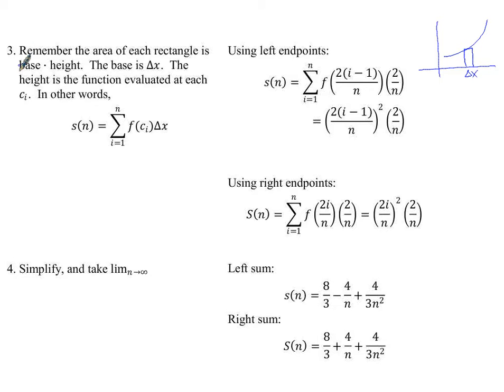Okay, so remember that the area of each rectangle is base times height. The base is delta x. The height is the function evaluated at each c sub I. So what you need to do is take your c sub I, whatever it is, and plug it into the function. That's this right here. That's your height.